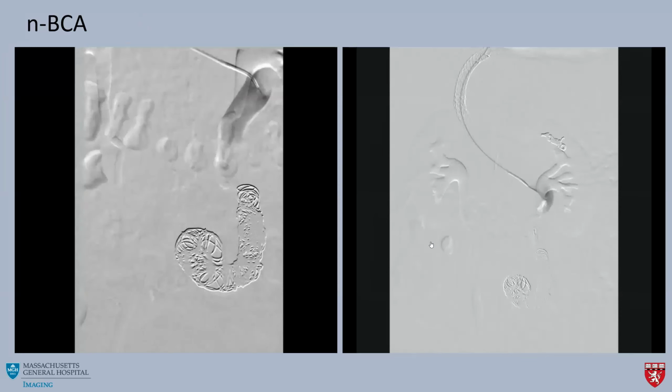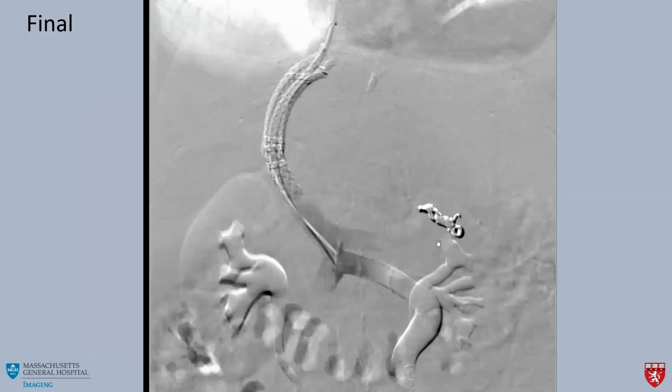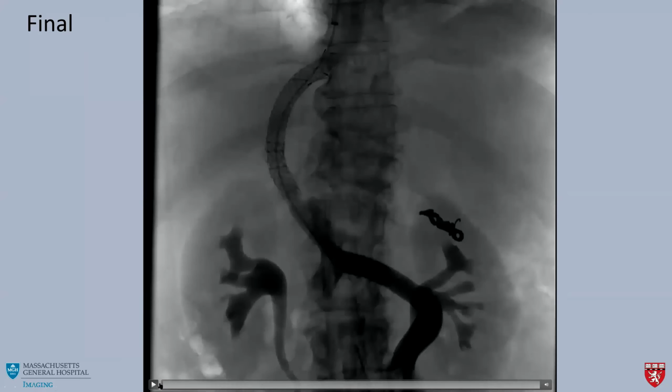In the early days before covered stents, or when we had bare metal stents, bile intravasation was the major cause of acute thrombosis. So you solved that problem by just covering over it. So it's a good case.